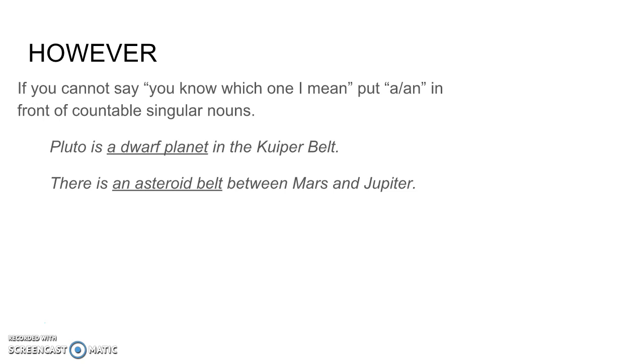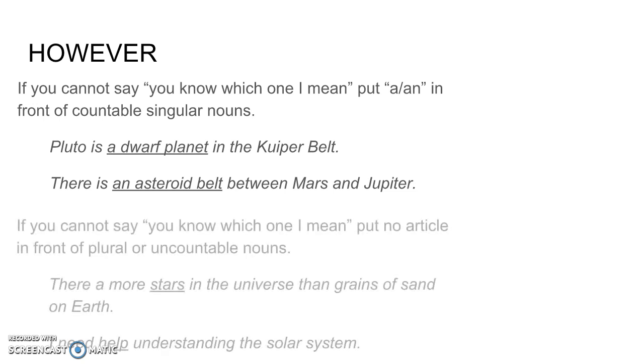Because asteroid belt, you can count it, and there's only 1 asteroid belt being referred to, so it's singular. Let's keep on going. What if, however, it does not pass the "you know which one I mean" test, but it is plural, the opposite of singular, or uncountable?